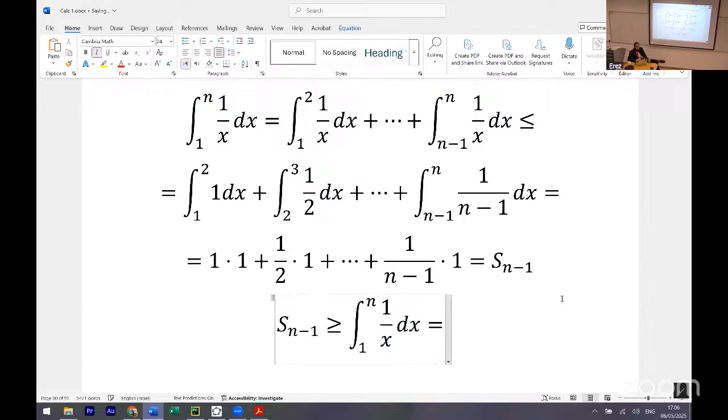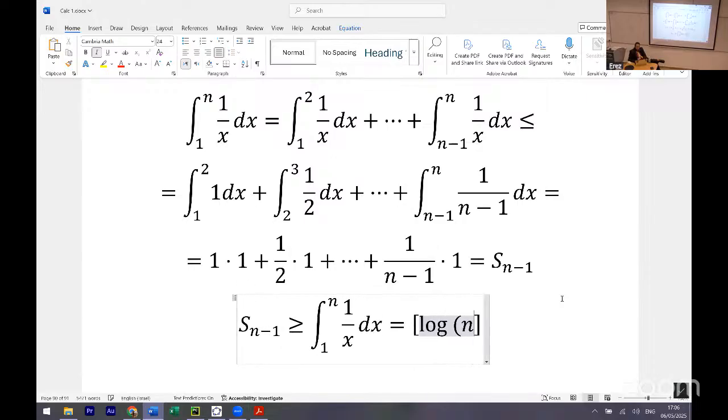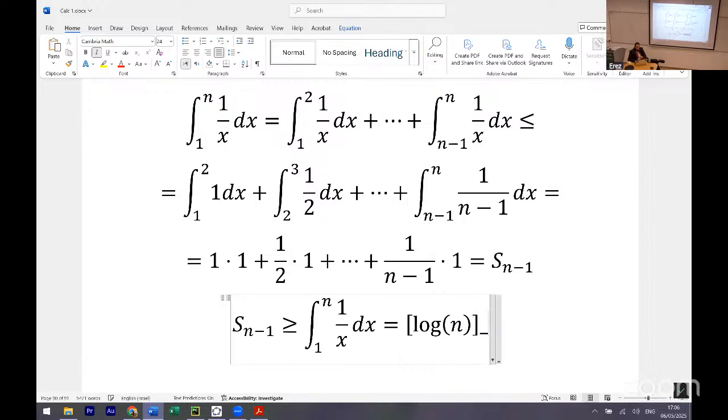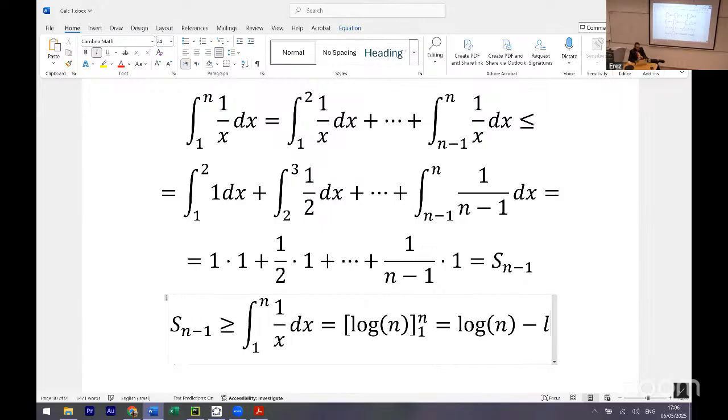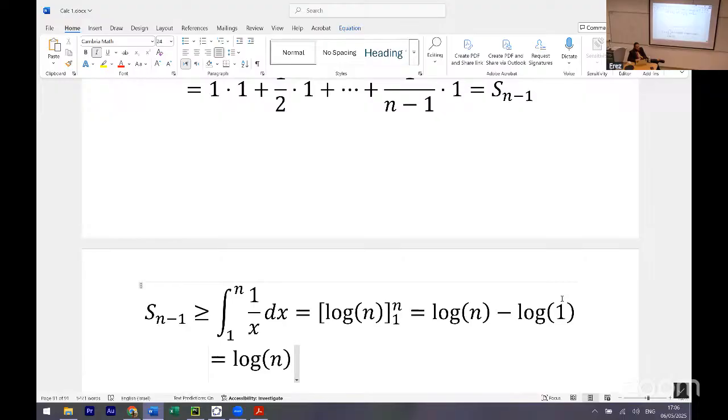And who remembers how we calculate that integral? Right, it's not within this course, it's calculus 2, but it's high school, right? Calculation of areas. It's log, exactly. It's the log of x from 1 to n, which is log of n minus log of 1, which is log of n.